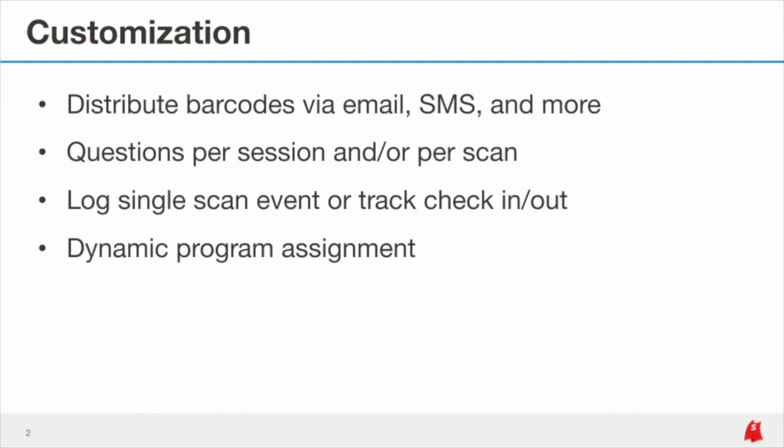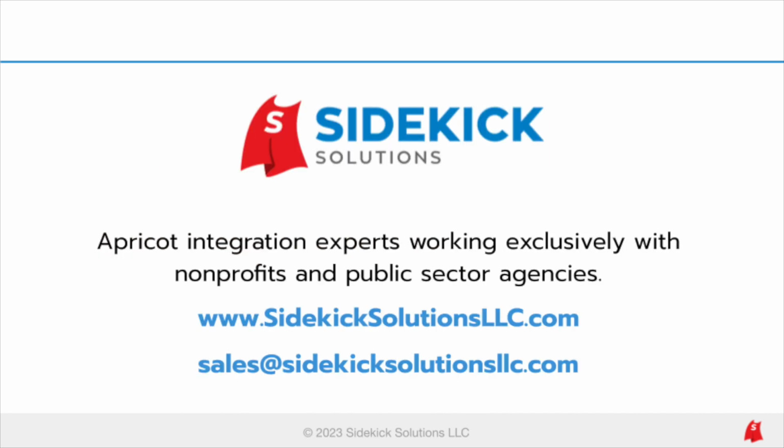Now, there are plenty of options for customization with barcode scanning in Apricot. You can choose to distribute barcodes directly to your participants or households via email, text message, and other avenues as well. We can configure questions that are session-based questions that we'll submit for every scan, or questions that are specific to each unique scan. You can log the scan as a single event in Apricot or track check-in and check-out. And there are also options for doing dynamic program assignment in Apricot based off of a custom question in the Code Reader software.